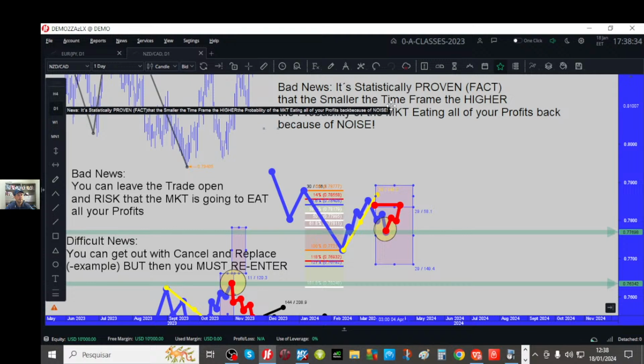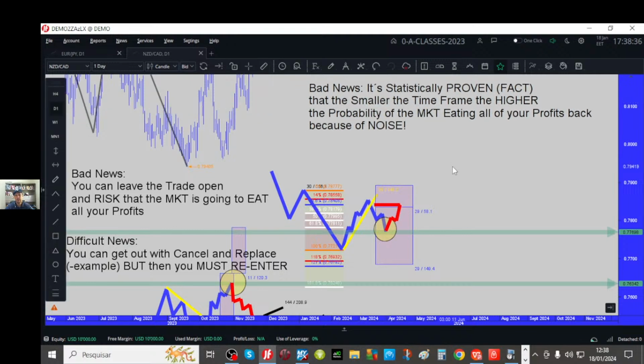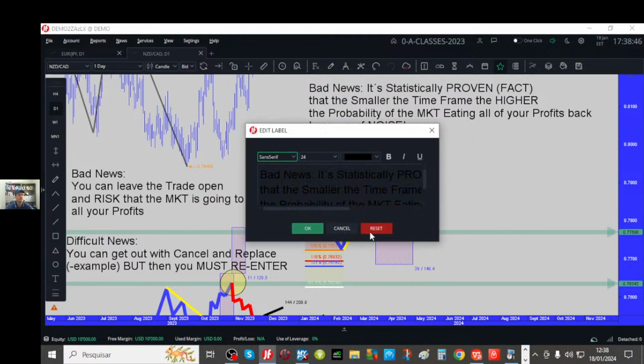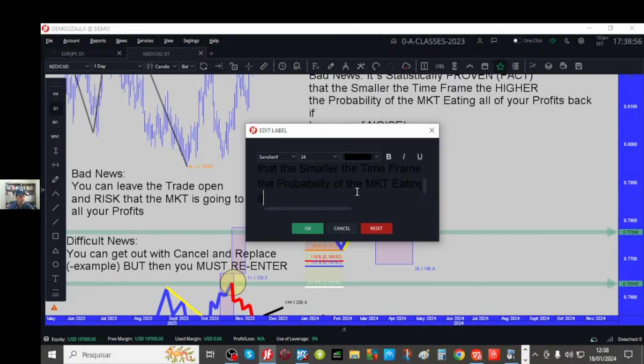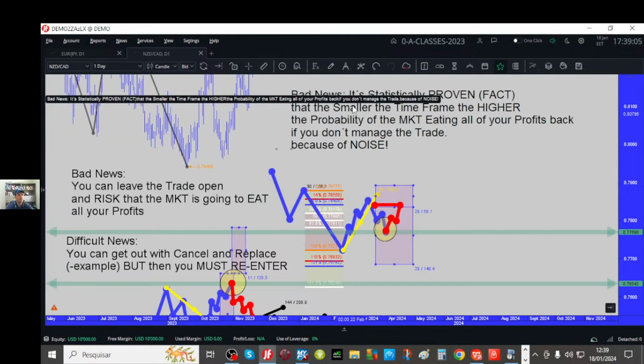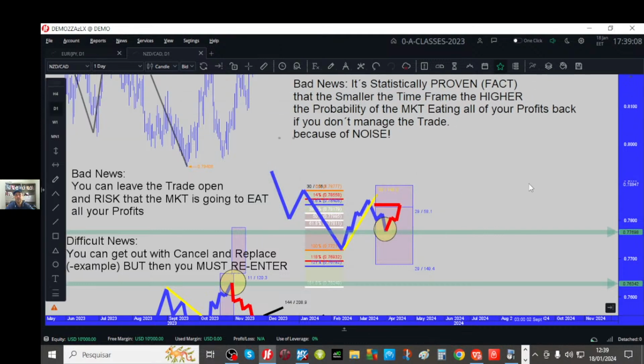Maybe you knew this, maybe you didn't. It's statistically proven that the smaller the time frame, the higher the probability of the market eating all of your profits back if you don't manage the trade, because of noise. What does this mean?